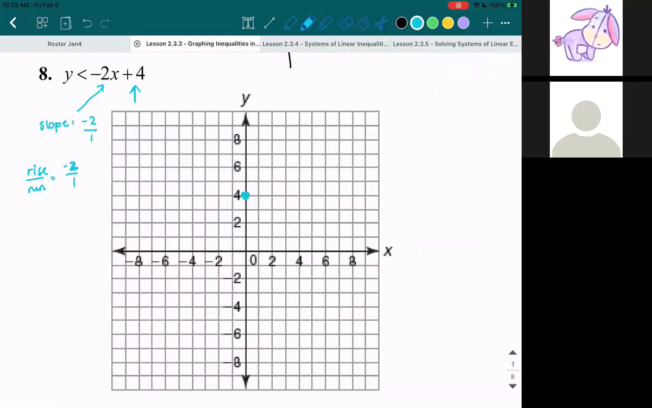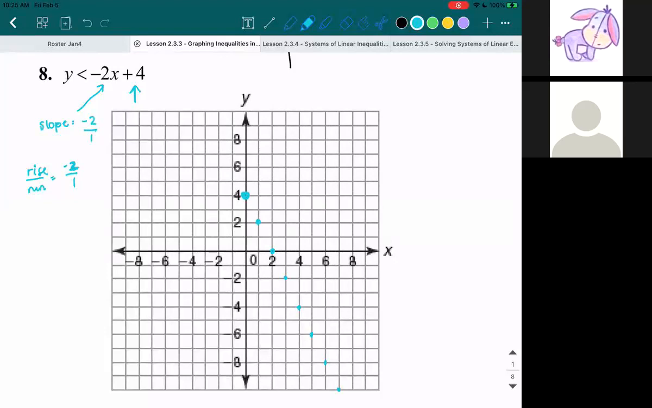So from our initial point, we're going to go down 2 and right 1. Down 2, right 1, down 2, right 1. Why am I going down? Because our slope's negative. So down 2 and right 1, down 2, right 1, down 2, right 1. Okay? So we have our slope going downwards, which is good because it's a negative slope.